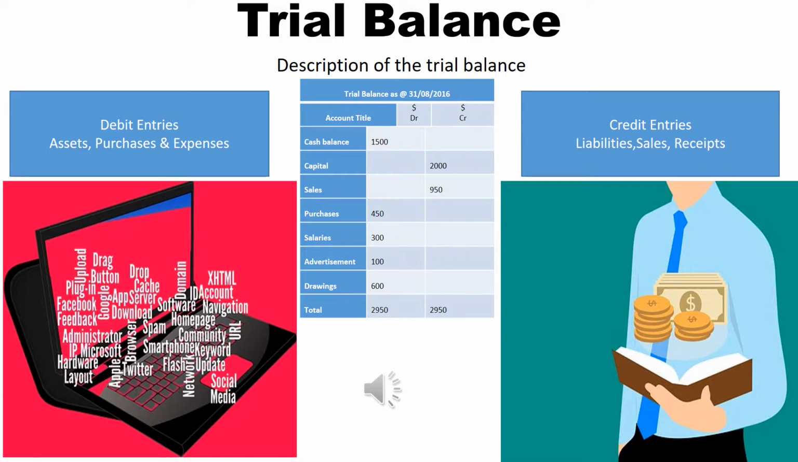For example, the types of entries are as follows: assets, purchases and expenses on the debit side; sales, liabilities and receipts on the credit side. Debit entries are equipment, cash, motor vehicles, investments, land and buildings, purchases, rent and rates, and purchase ledger control account. Those are all debit entries. Credit entries are sales, liabilities, loans, overdraft, share capital, and sales ledger control account.